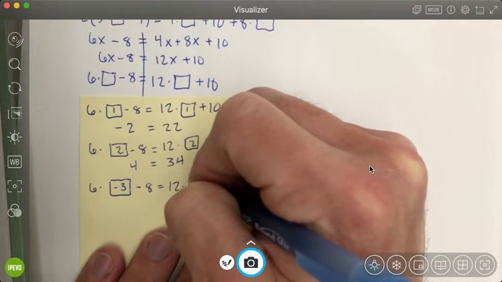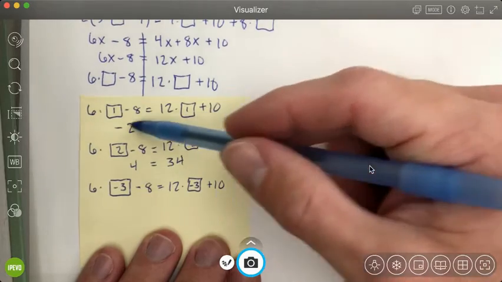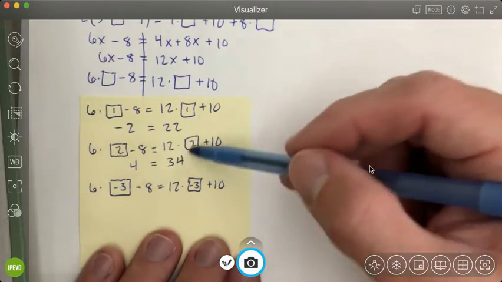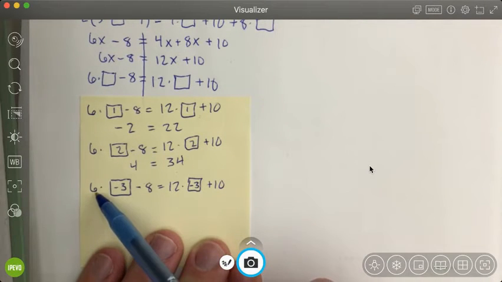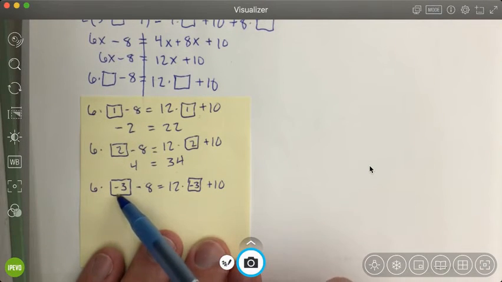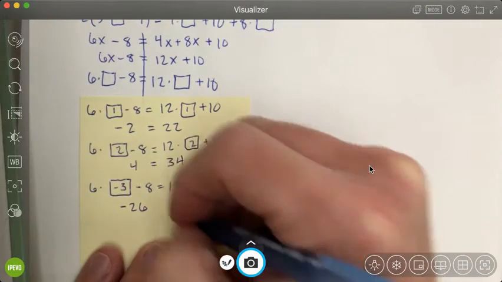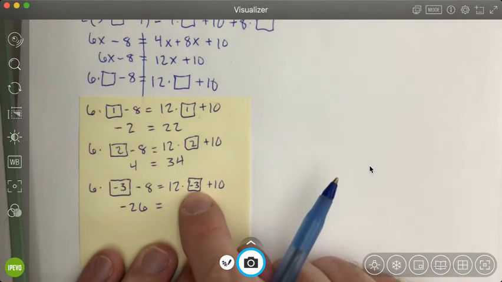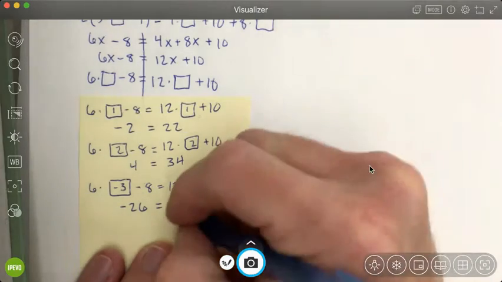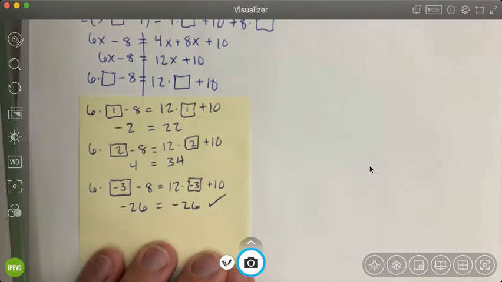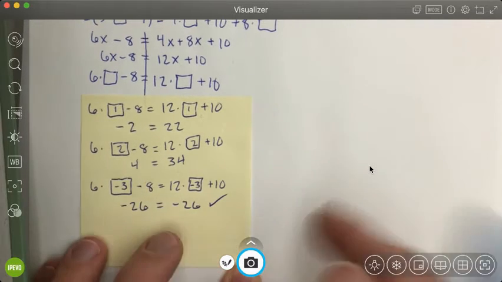Remember, I'm just experimenting here. I knew that with 1 the answers were far apart, with 2 they were even further apart, so now I'm going in the negative direction to see if I can get closer. So 6 times -3 is -18, minus 8 more would be -26. 12 times -3 would be -36, plus 10 would be, oh, also -26. Cool. So it turns out that -3 is going to be my solution here.